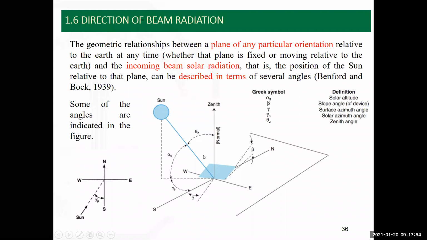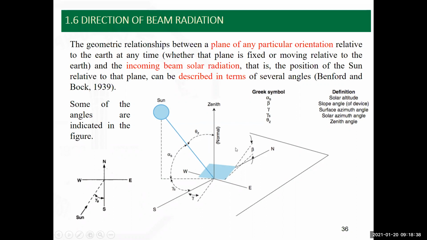Then this ray is making an angle with the vertical, with the zenith, that we call the zenith angle. So theta z is the zenith angle, whereas the angle that it makes with the horizontal is alpha s, and alpha s is what we call the solar altitude. The zenith angle and the angle of solar altitude have a summation of 90, which is this 90. One of them is the angle between this ray and the vertical, the zenith. The other is the angle between the ray and the horizontal. So this is the zenith angle, and this is what we refer to as the solar altitude.